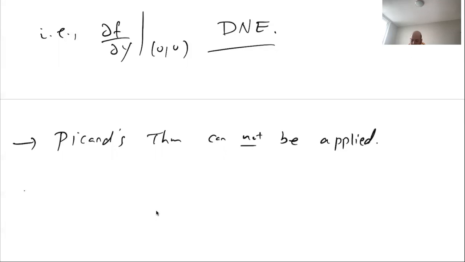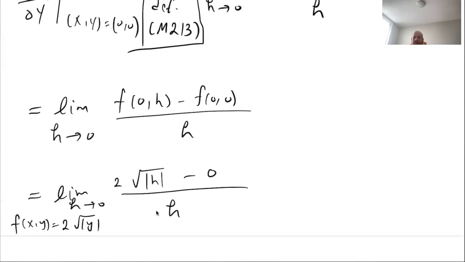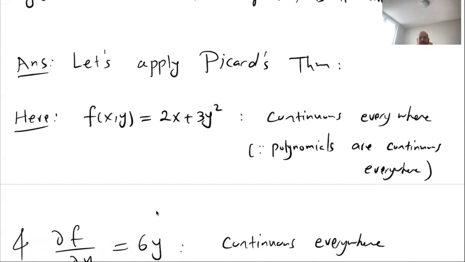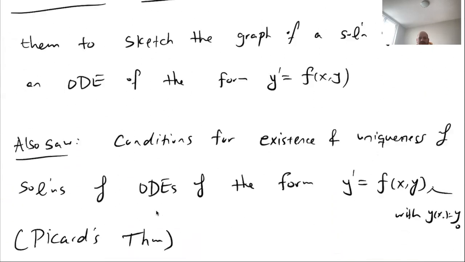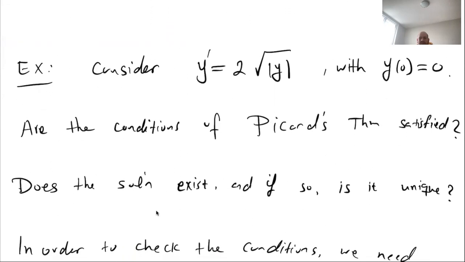Now, the second part of the question was asking whether we have a solution, and if so, whether the solution is unique or not. But we do have a solution here. What is the solution? Well, let's look at the equation again. It's y prime equals 2 root absolute value y. Now let's try y equals 0, because especially the initial condition is y of 0 equals 0. So why don't we try y equals 0 as a solution?